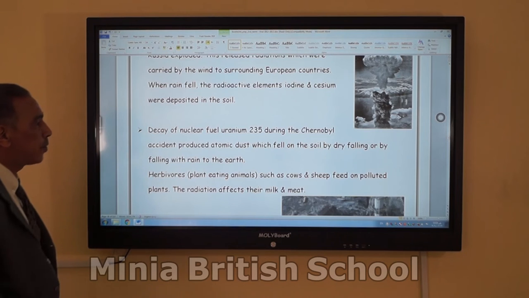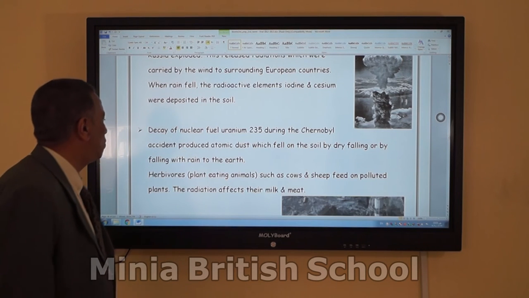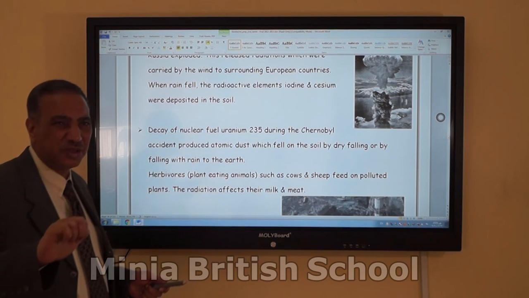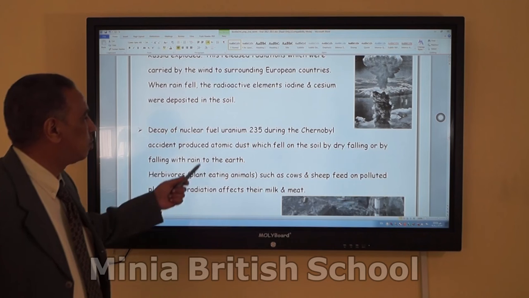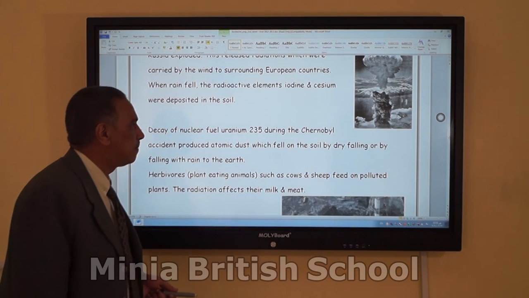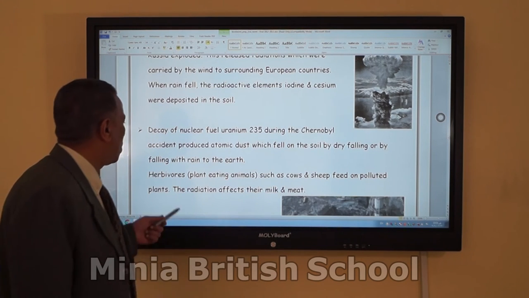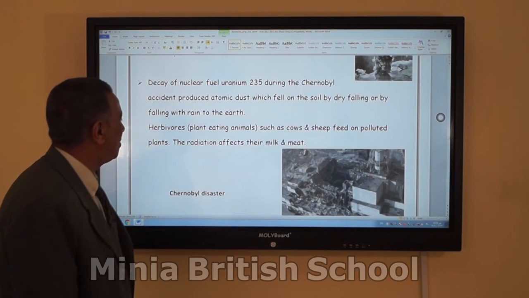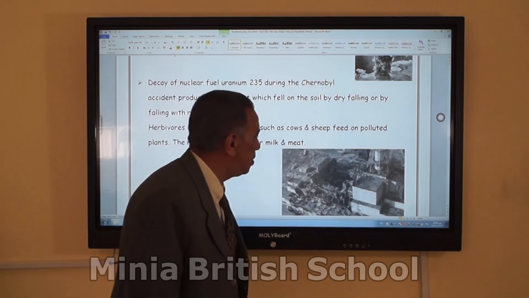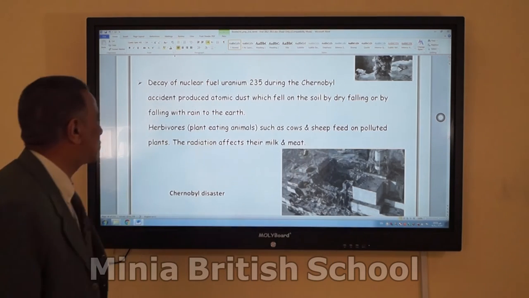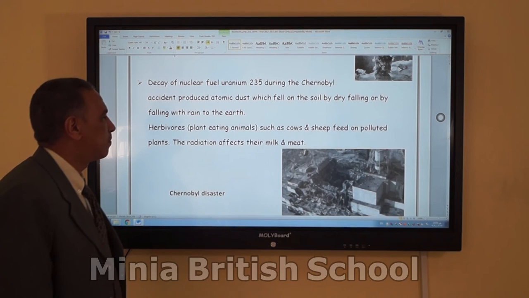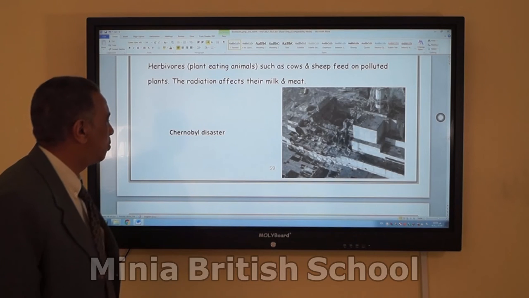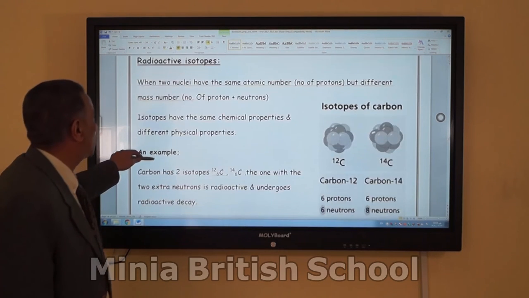Decay of the nuclear fuel uranium 235 during Chernobyl accident produced what is called atomic dust, and the size of the dust from this explosion. Atomic dust fell on the soil by dry falling or by weathering on the surface of the earth. All the plant-eating animals, such as cows, sheep, feed on the polluted plants, and this radiation affects their production of milk and meat. This is Chernobyl disaster during this time.